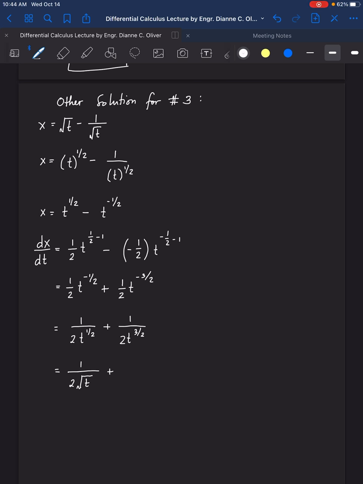Now remember that for these 3/2, that is actually 1/2 plus 1. We have there 2 times t raised to 1/2 times t, right? Because t is raised to 1. Okay. So 1 over 2 square root of t plus 1 over 2t square root of t.